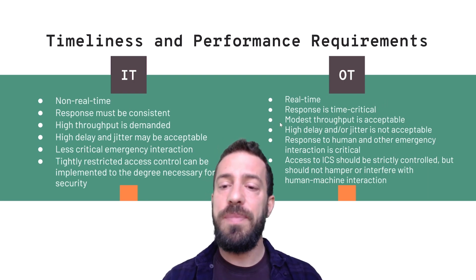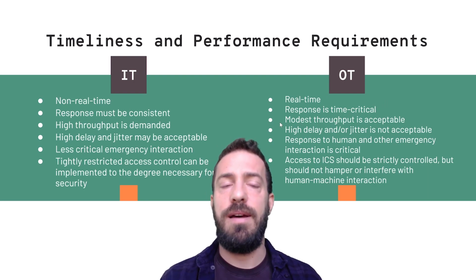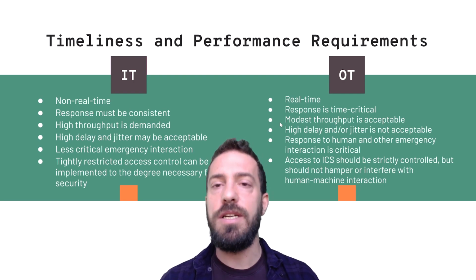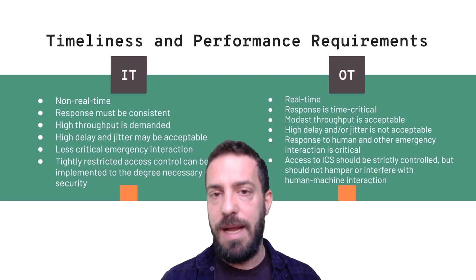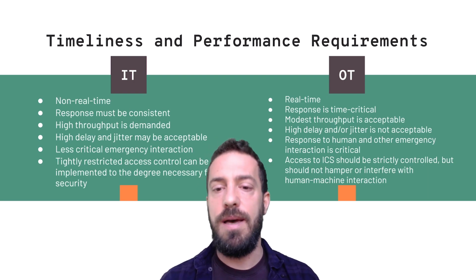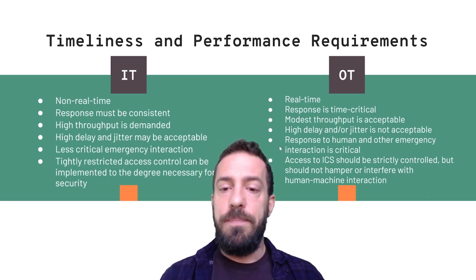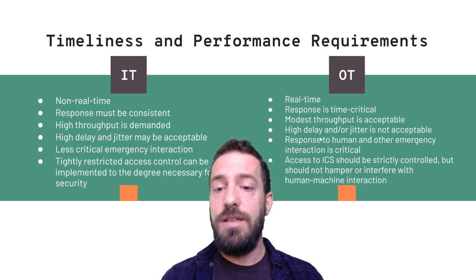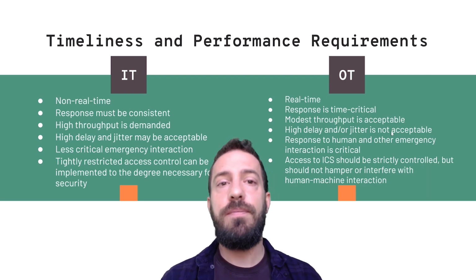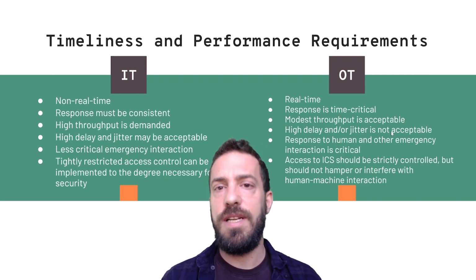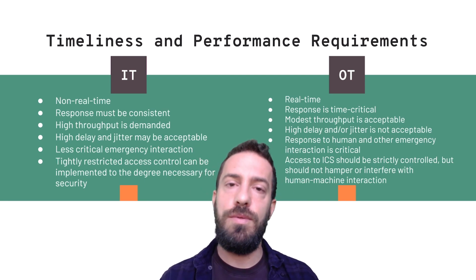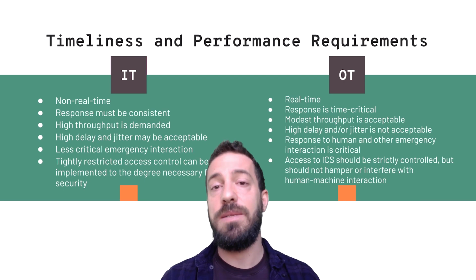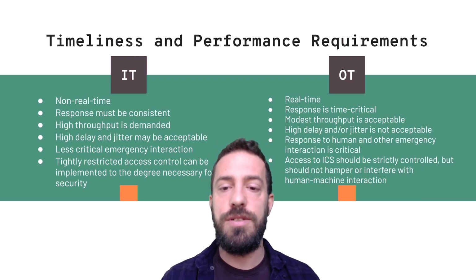Throughput is not really a big deal, right? You don't care about many things happening. You just want a few things happening, but definitely happening, that they take place at the time they should. In these systems, delay and jitter are not acceptable. You cannot have a valve responding sometimes in a second, sometimes in half a second. It has to respond exactly as specified. So high delay and jitter is not acceptable.